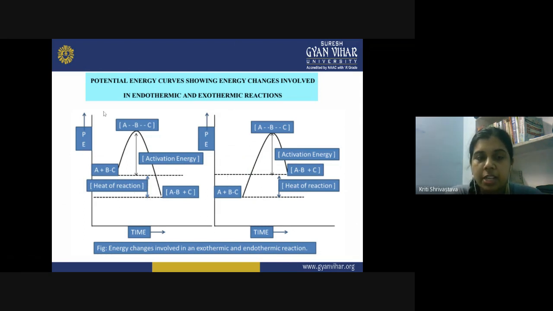In this potential energy diagram, on the y-axis we have potential energy for both diagrams, and this is the reactant A plus BC. This is the reactant molecule, and this is A, B, C, the activated complex which is formed during the course of the reaction. The reactant molecules have to cross this activation energy barrier. Once it is crossed, it is quickly converted into product, and the product is AB plus C. From the values of the potential energy, the reactant molecule has higher energy as compared to the product molecule.